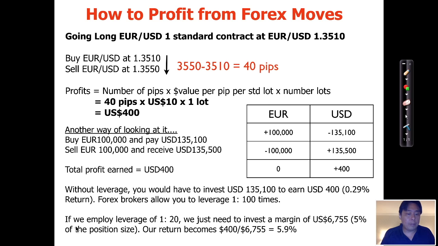So again, if you employ a leverage of 1:20, we just need to invest a margin. Margin means deposit, of 6755, or rather 5% of the position size. So our return in this case becomes $400 profit over 6755, which is the deposit you need to buy 135,000 dollars, and that's a 5.9% return per trade, which is a lot better, right?